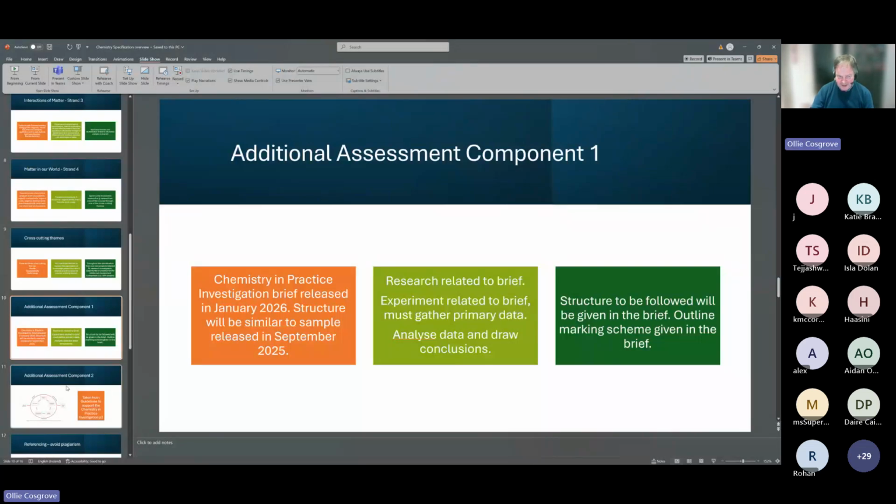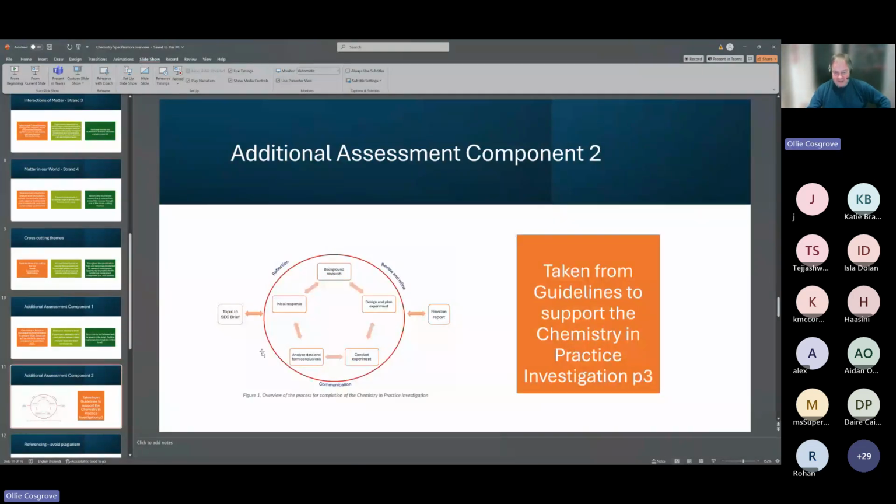So if there's any questions there, get them into the chat box, but this is just a related slide. I got this diagram from guidelines to support the chemistry and practice investigation. Now these guidelines are designed for teachers, but they're available to everyone. So there'd be no harm for you to have a look through them. You know, they're publicly published, so there's no reason why you can't have a look at them.